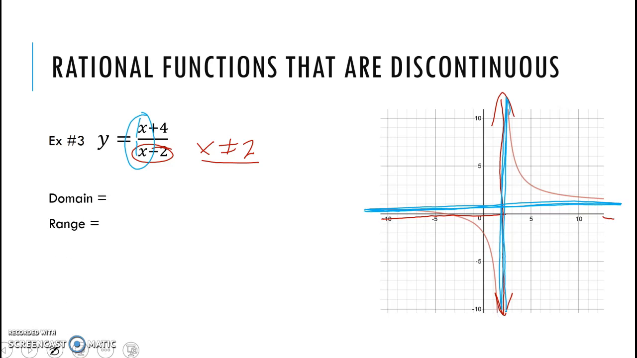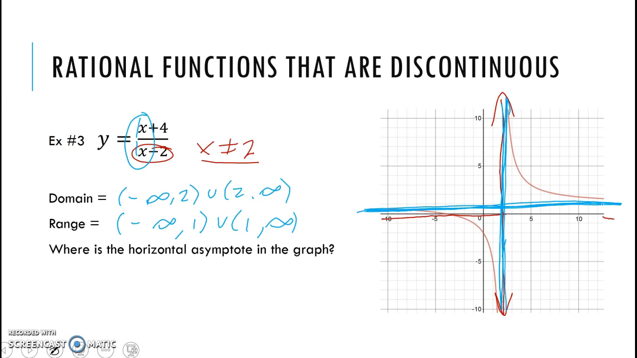And so let's take a look at some of the things that we want to figure out here. First of all, the domain. The domain is going to be all the x values. The x values are going to go from negative infinity to 2, and then from 2 to positive infinity. There's going to be a break at 2. And then the range of the y values is going to go from negative infinity to 1, and then from 1 to positive infinity, because there's a break here at this horizontal asymptote.